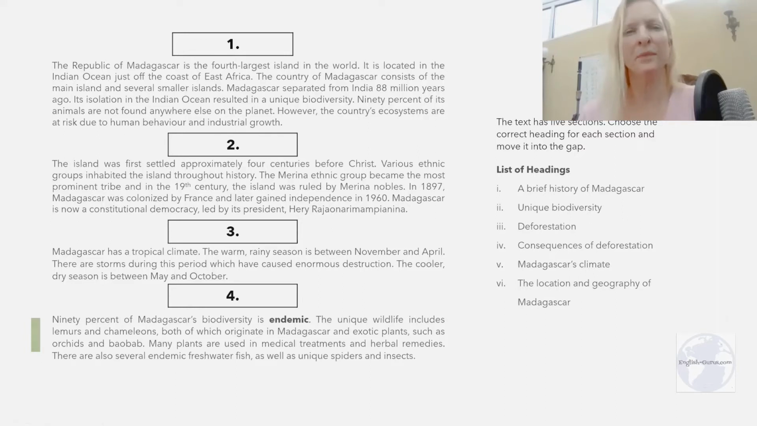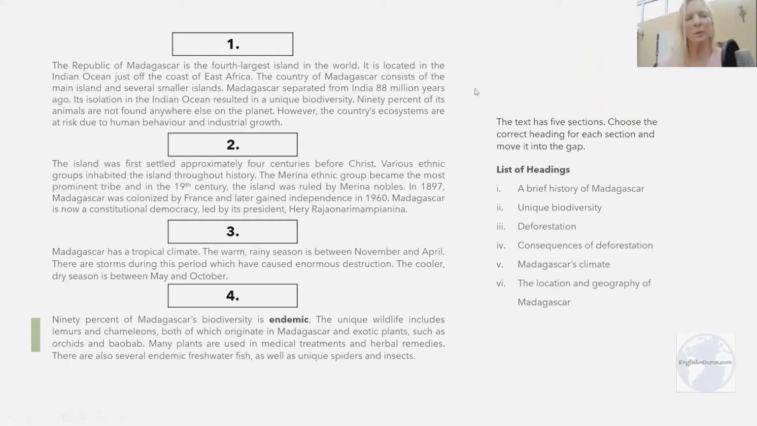This passage is about Madagascar. And we're going to start by reading the first paragraph here. The Republic of Madagascar is the 4th largest island in the world. It is located in the Indian Ocean, just off the coast of East Africa.